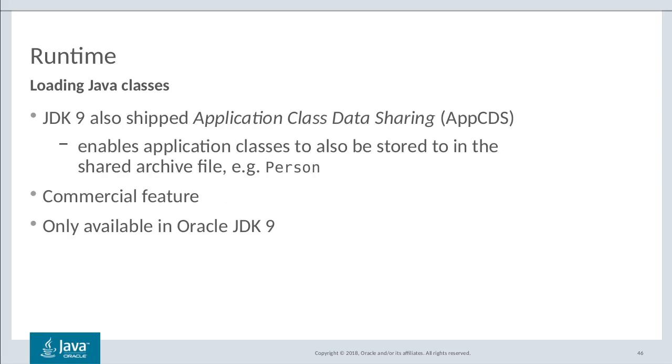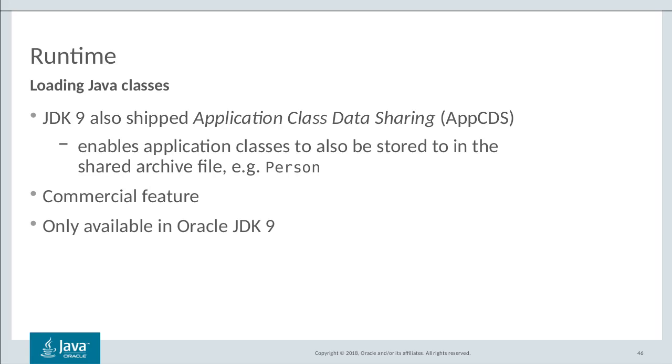So in JDK 9, we also shipped application class data sharing, or AppCDS for short. This enables application classes to also be stored in the shared archive file. For example, if you recall from the beginning of the presentation the little class called Person, that class can now also be stored in the shared archive file and quickly be loaded by the JVM at startup.